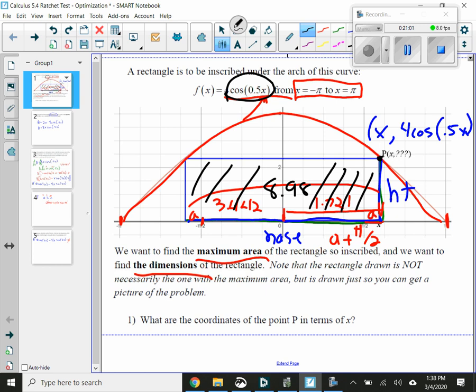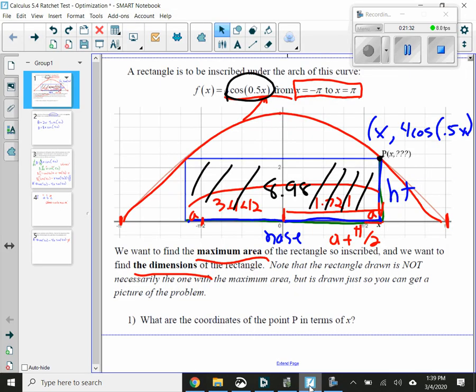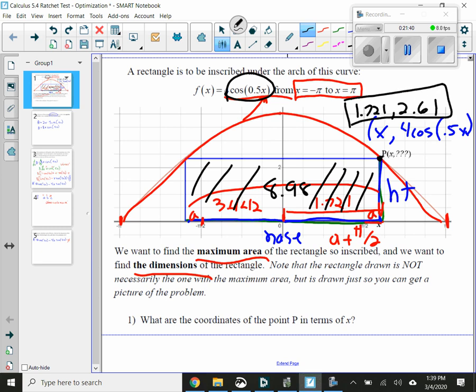So 4 cosine 0.5x. Let's just do that here. Again, we can do it on Desmos. 4 cosine 0.5 times 1.721. It gives me 2.61, and that's my height, 2.61. So I'll come back here, and this point right here is really 1.721, 2.61. So those are the dimensions.